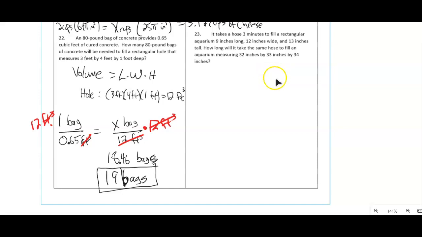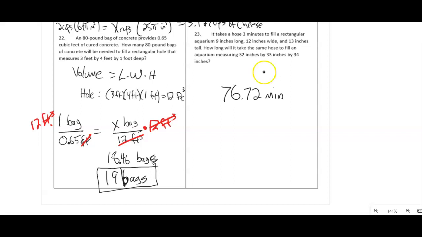Go ahead and pause the video and work on number 23, another volume problem. The answer you get should be approximately 76.72 minutes. No rounding rules were given, no rounding instructions, so I rounded to the nearest hundredth, but watch for what the rounding says so that you get full credit.